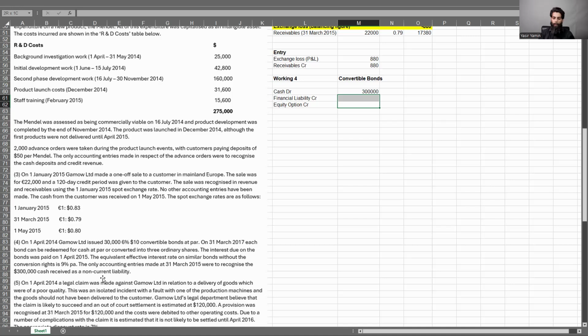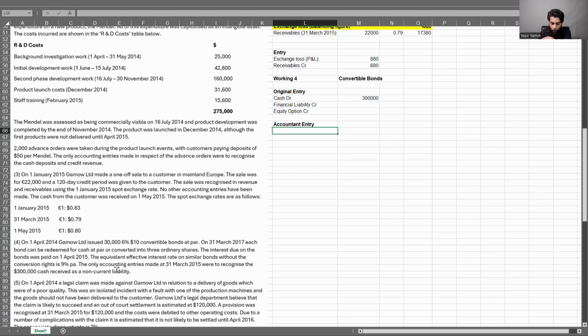You see, the original accounting entry, please focus on the original entry that should be made: cash debit, financial liability credit, equity option credit. This should be the accounting entry. But what accounting entry has your examiner made? Please look at it.